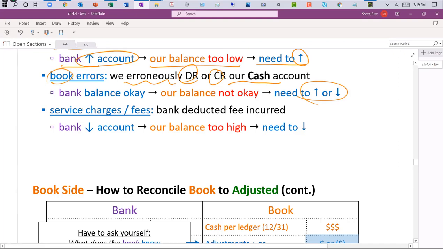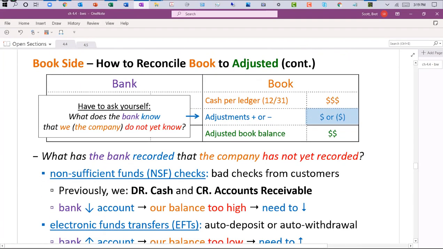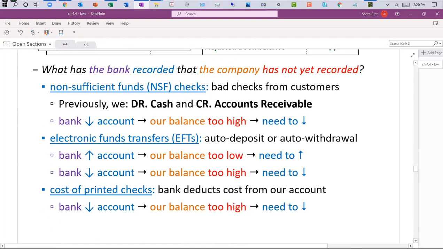This is a big one that happens often to us. Service fees. Banks love to charge fees, and when they do, they automatically take it out of our accounts, and we don't find out about it until, guess what, the end of the month. So when we find out about it, we're going to be like, oh, damn it, here's another fee that they took out of my account. Bank took the money out. We need to reduce our account. Keep in mind that all these adjustments we're noting on the book side, we're going to have to make journal entries for these. But for right now, let's just go through all the different types of adjustments we need to make here. 3 more here.